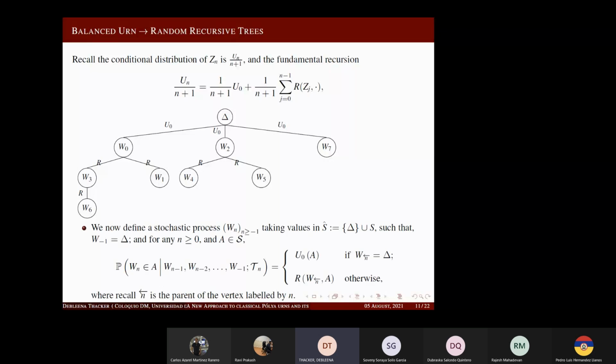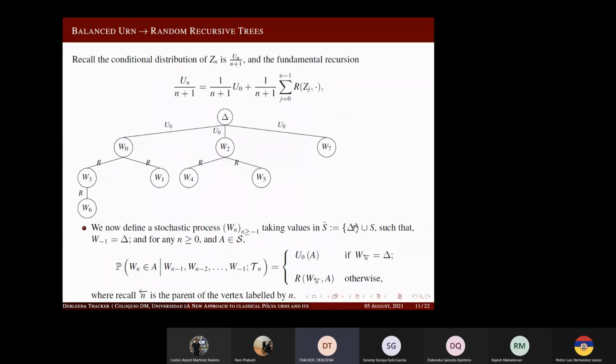So let's now formally define the branching Markov chain. The branching Markov chain is a stochastic process Wn on the state space S hat, which is S, the set of colors, union with this extra additional state delta.